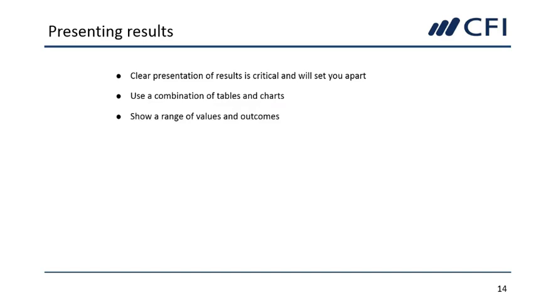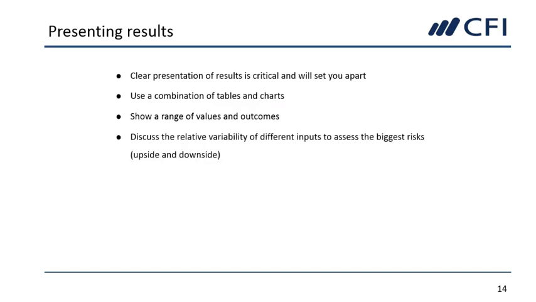Show a range of values and outcomes. Remember, there is not one future share price of a company that we're trying to narrow in on, but rather a range of possible outcomes. Be sure to discuss the relative variability of each of the inputs. Not all inputs or drivers will range as much as others will. It's important to factor that in when thinking about how sensitive the model is to, say, revenue growth versus discount rate.